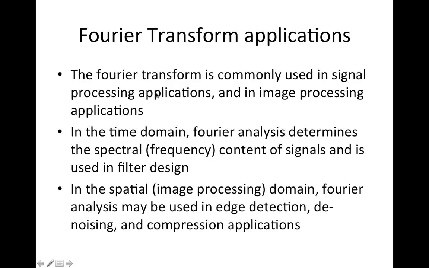So the Fourier transform application is used in signal processing and in image processing. In the time domain, if the signal is in the time domain, Fourier analysis determines the spectral content of the signals and is used in filter design as well as in numerous other applications. In the spatial domain, Fourier analysis can be used in edge detection, denoising, compression, and actually also in spatial filtering.